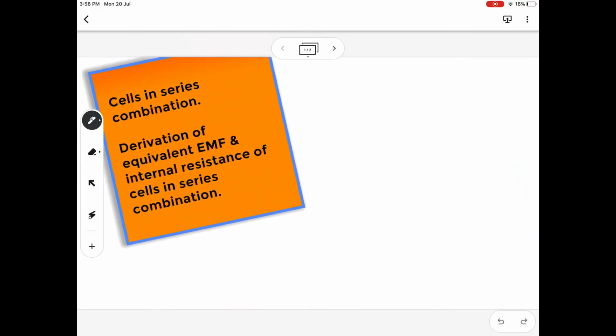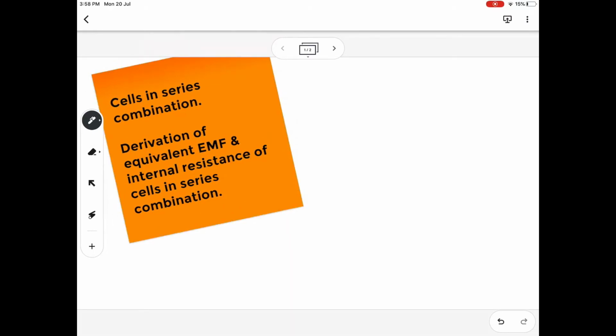Hello students, let's study the cells in series combination. Let's derive equations for the equivalent EMF and equivalent internal resistance of cells in series combination.